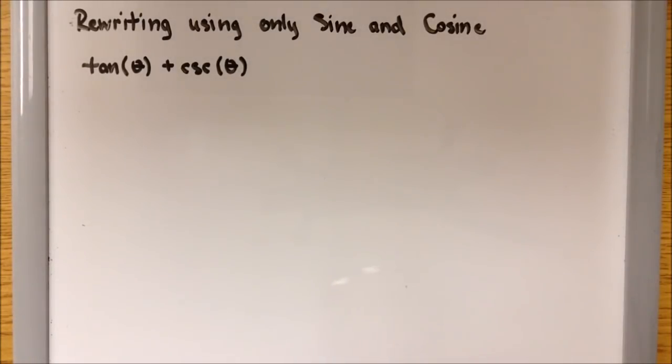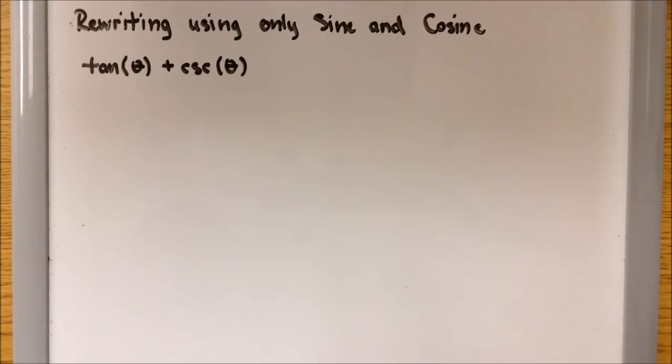Alright, in this section we're just going to cover how to simplify by rewriting using only sine and cosine. So, again, when you're asked to simplify and it says to use only sine and cosine, all you have to do is convert all the trig functions into sine and cosine using the reciprocal and the quotient identities. Now, there are some cases where you might use the Pythagorean identity to simplify even further.